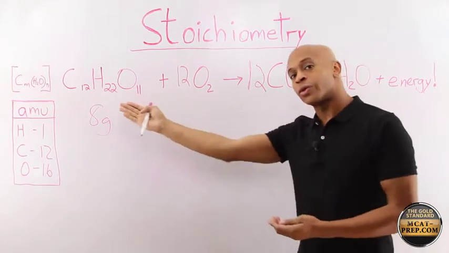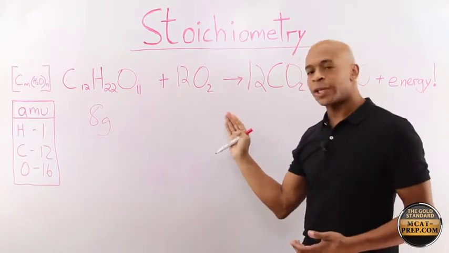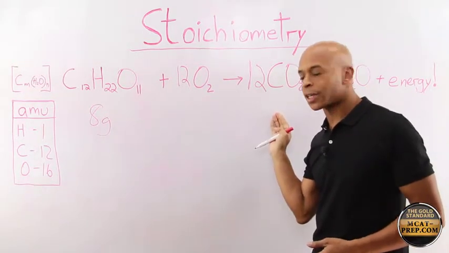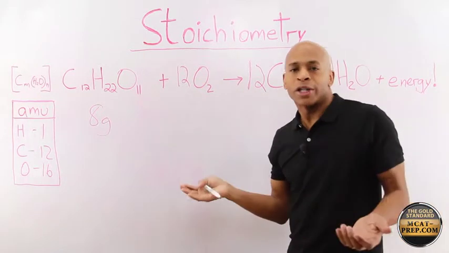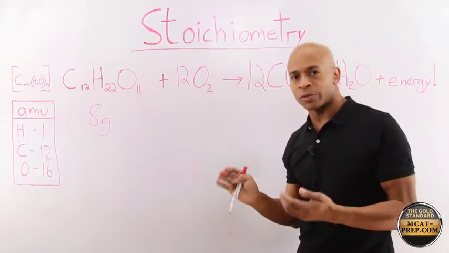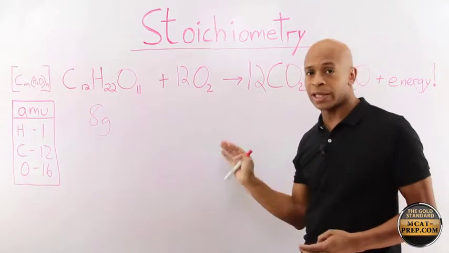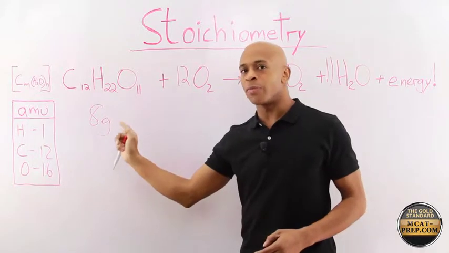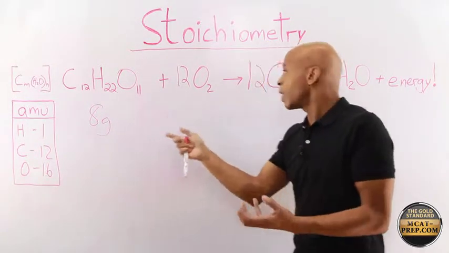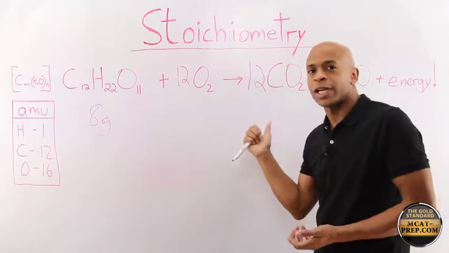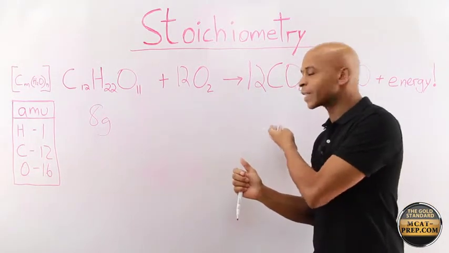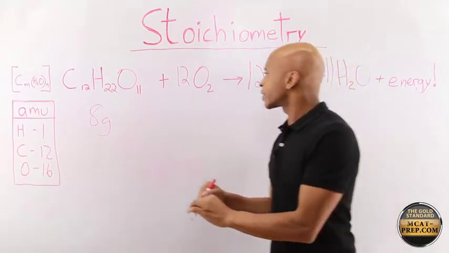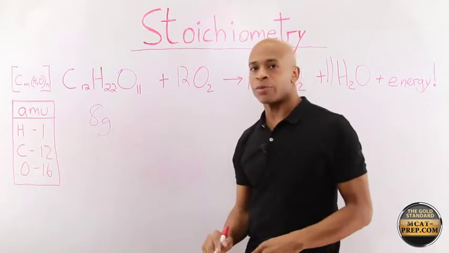I do know, through stoichiometry, the relationship between the number of moles of oxygen and the number of moles of carbon dioxide. It's 12 to 12, or essentially 1 to 1. So I need to convert this into the number of moles of oxygen, so I know how many moles of carbon dioxide was produced. Then I can take the number of moles of carbon dioxide and determine what the mass is that is produced. So the first step is, how many moles does 8 grams represent?